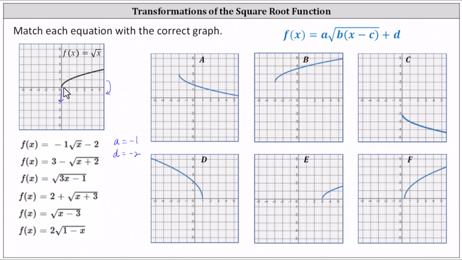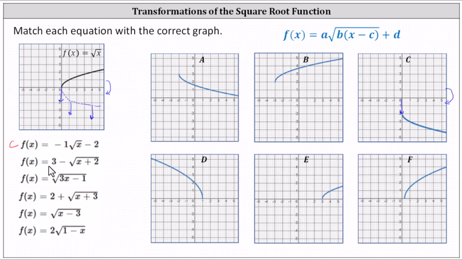A vertical reflection would look something like this. And if the graph is shifted down 2 units, we should be able to find the correct graph. Looking at the 6 graphs, notice the correct graph is C. This graph is the graph of the basic square root function reflected vertically and then shifted down 2 units.